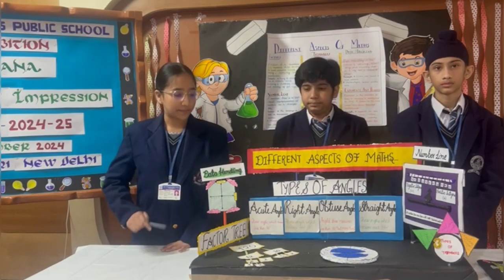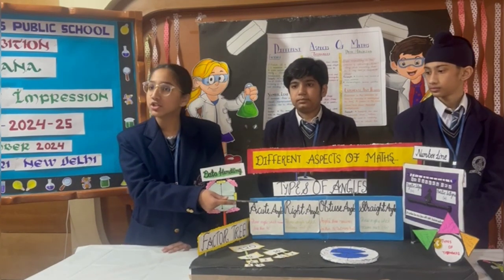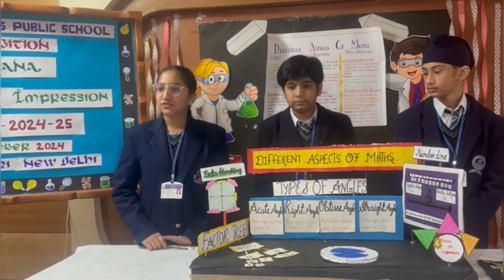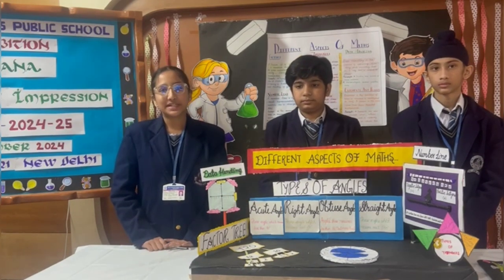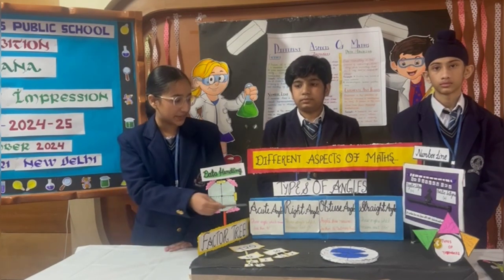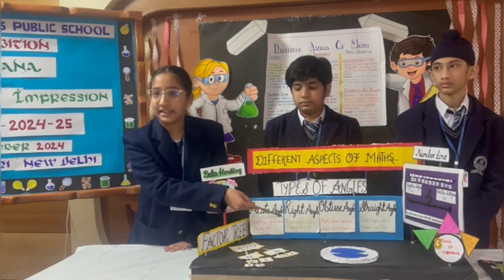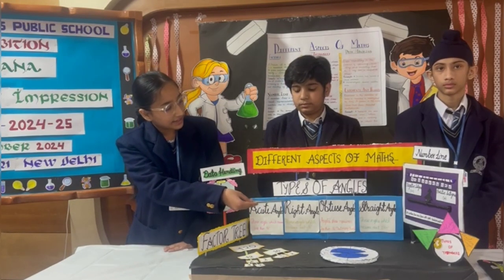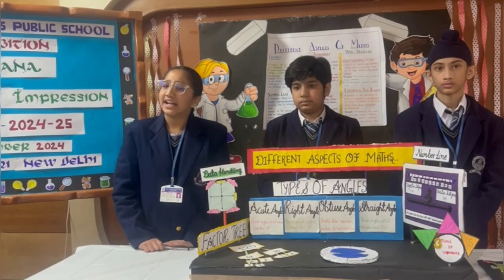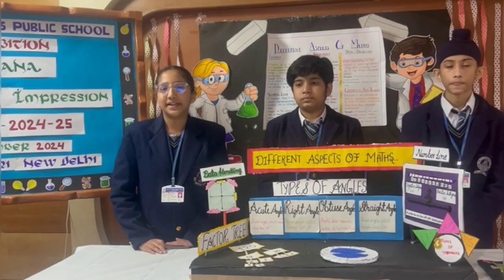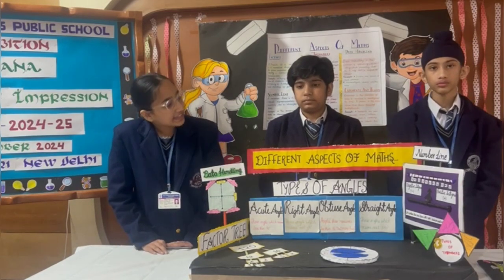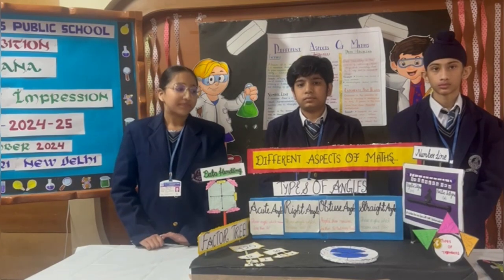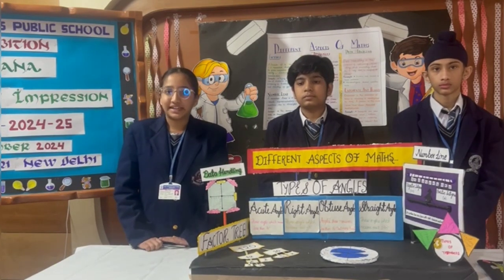Now I am going to represent types of angles, which are already mentioned below. First one is acute angle: angles that measure less than 90 degrees. Then comes right angle: angles which measure exactly 90 degrees. Then comes obtuse angle: angles which measure more than 90 degrees but less than 180 degrees. And the last comes straight angle: angles which measure exactly 180 degrees.